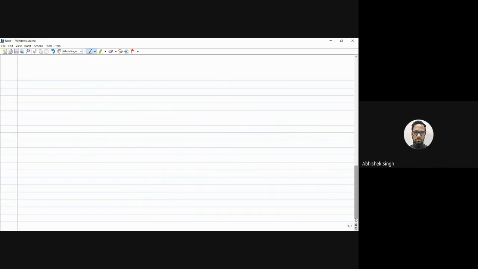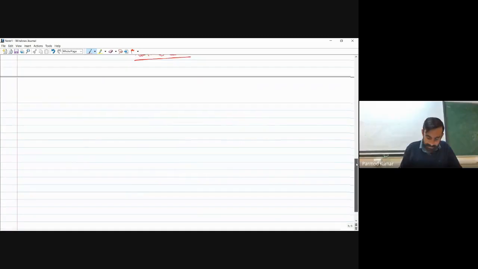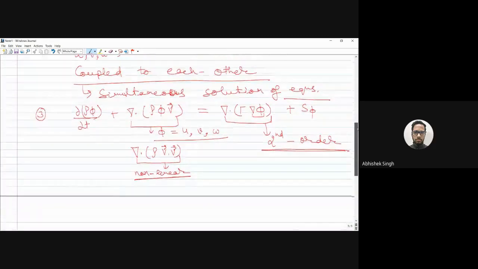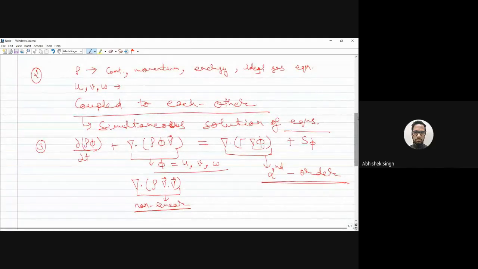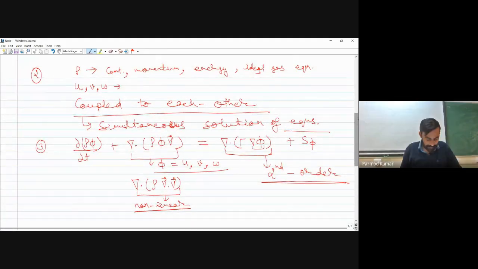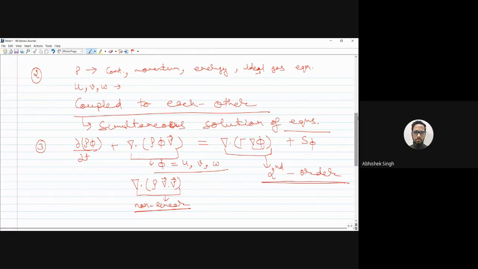Now, sir, in the last equation, when phi is equal to v, then we will expand this term, the divergence of rho v dot v. Then there will be a factor of 2 into rho into v into divergence of v. Then how can we equate this equation with the momentum equation?